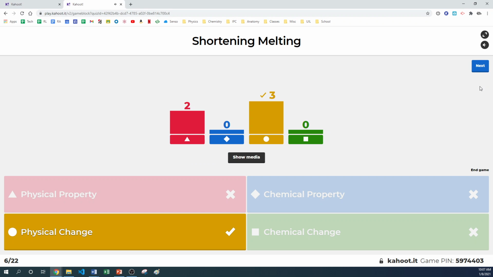Shortening is like butter or margarine. It was changing. So butter melting.